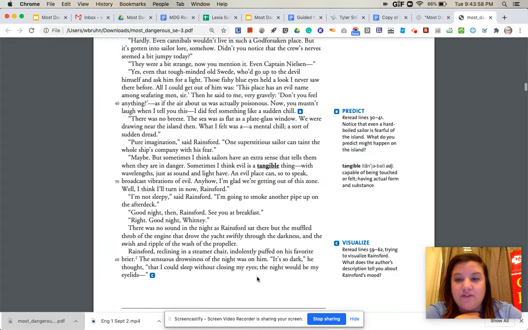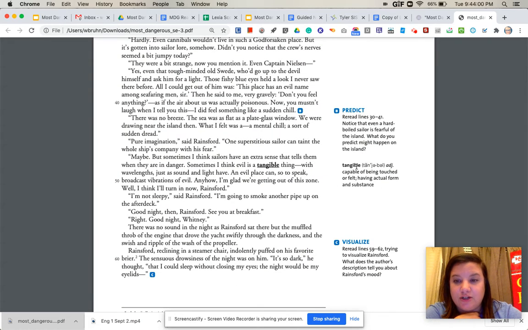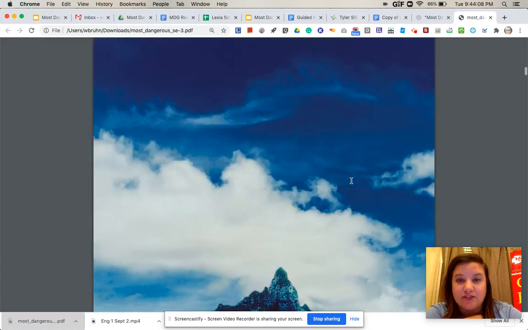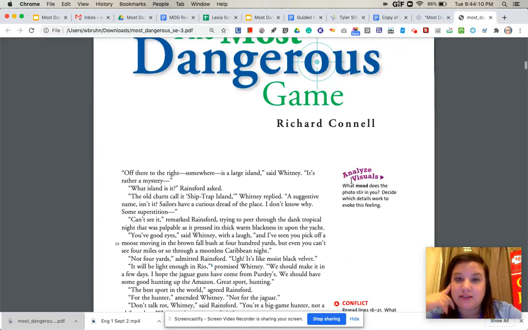There's also going to be vocab words that are identified in the margins. Some of those are the same as vocab words that we went over, and some of them might be different. If you aren't sure what they mean, feel free to check out the definitions there. Okay, so let's get started.